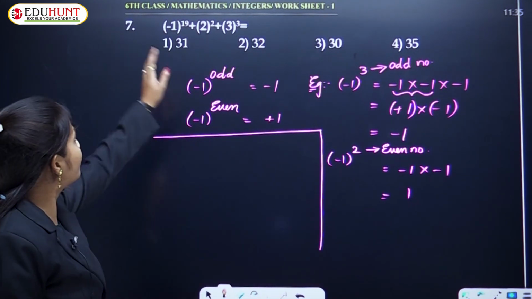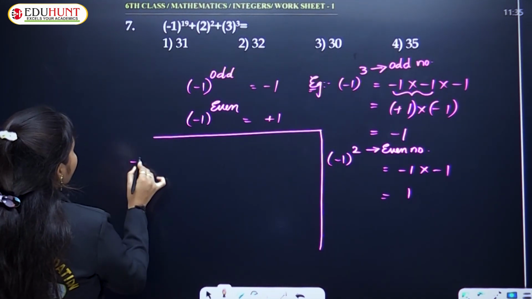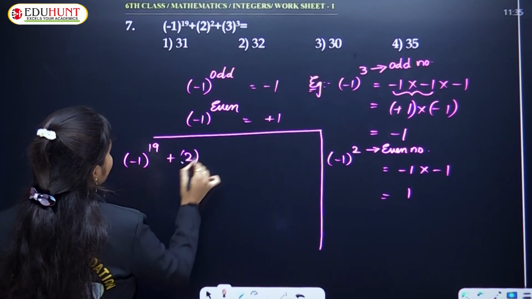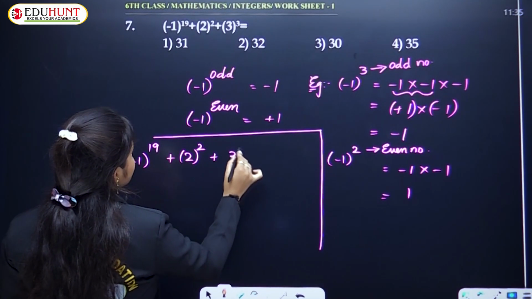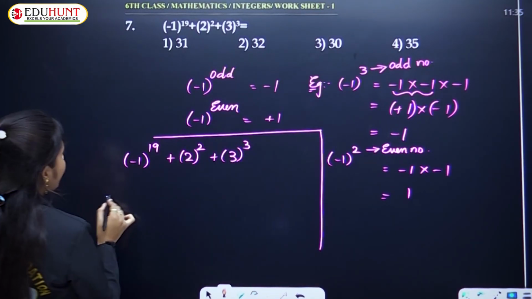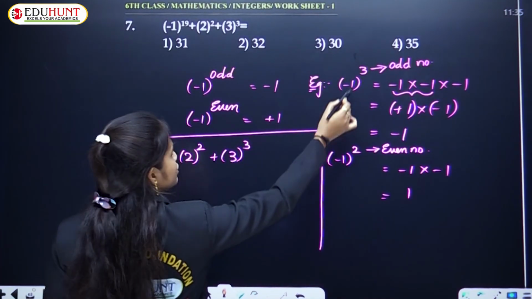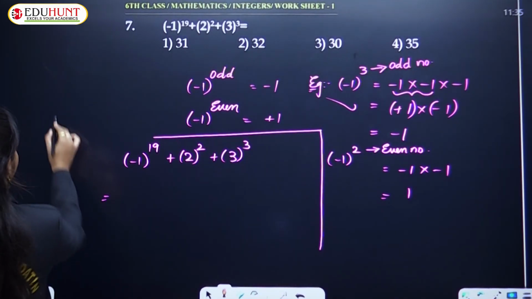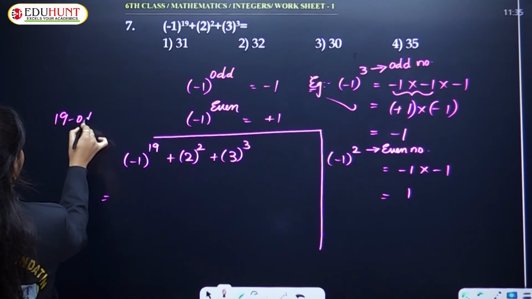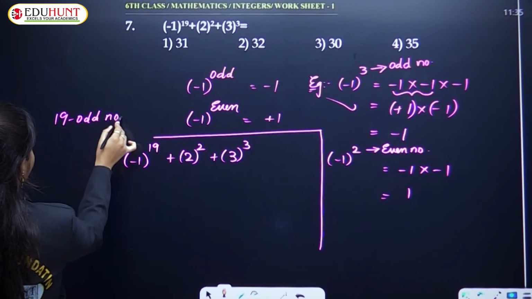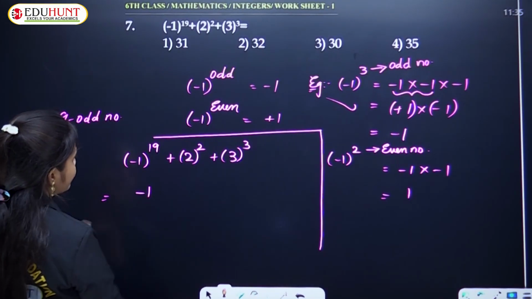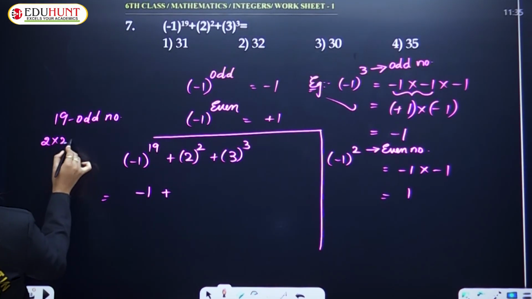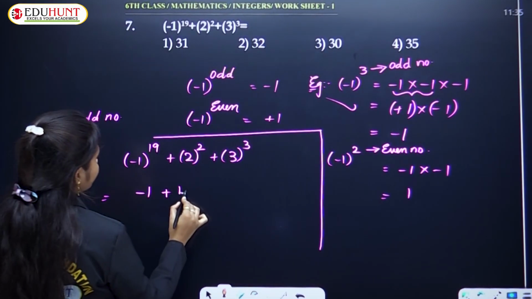As per this, what is the given question? Minus 1 power 19 plus 2 square plus 3 cube. Minus 1 power 19 means that is an odd value only, no? 19 is an odd number only, no? So that's why this is minus 1 plus 2 square. 2 square means 2 into 2 is equal to 4.